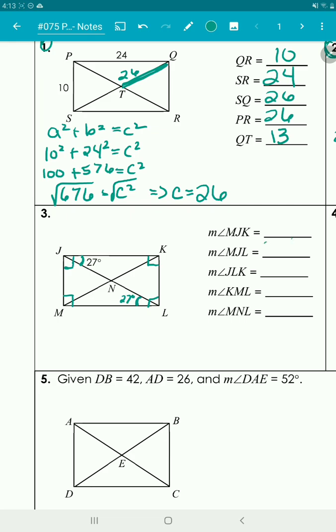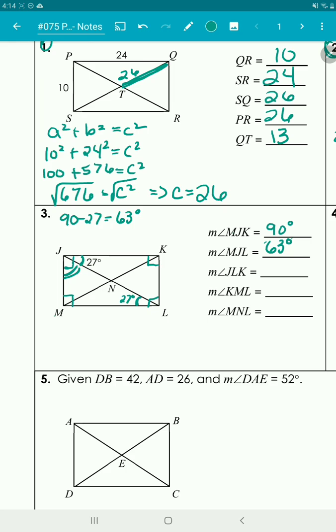So MJK. So M to J to K is the entire angle up here, so we know that's going to be a 90-degree angle. From M to J to L is going to be this part right here. Okay, so the whole thing's 90. 27 is taken up there. That's going to give us what we need for the other one. And so the angle that we're looking for is going to be 63 degrees.